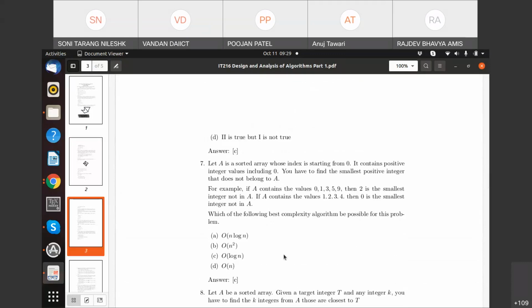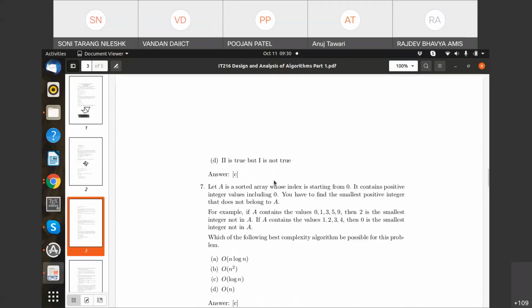And this one. We are given a sorted array. It contains positive integer values, including 0. And you need to find the smallest positive integer that does not belong. So how are you going to solve this? Any ideas?